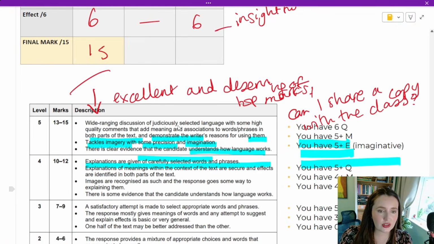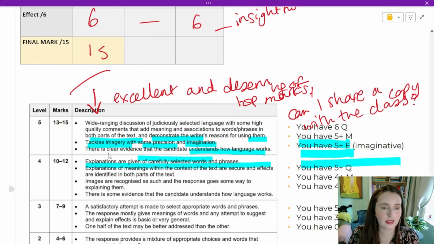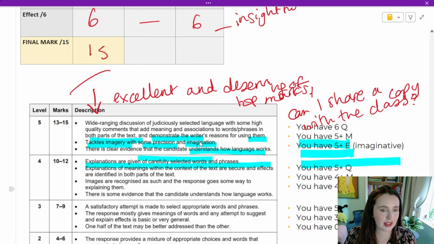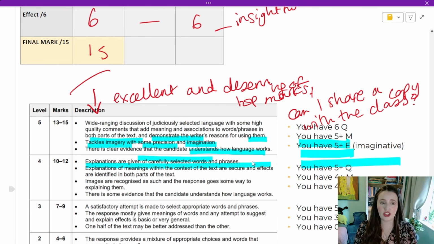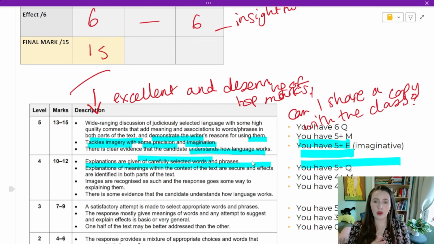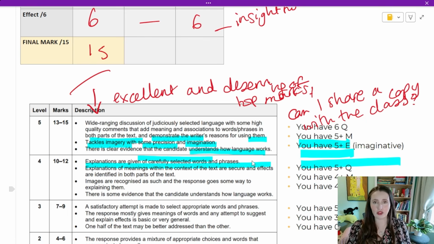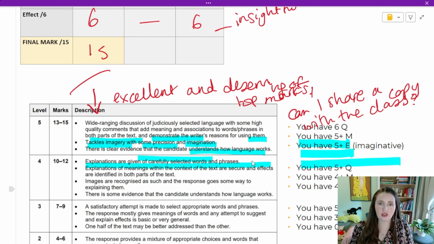"Wide-ranging discussion of judiciously selected language, high-quality comments that add meaning and association to words in both parts of the text and demonstrate writers' reasons for using them. Tackles imagery with some precision and imagination, clear evidence candidate understands how the language works." Nothing in there about techniques, terminology, nothing in there about writing style at all, right? So it is literally quote, connotation, meaning, effect. What's the overall effect of that paragraph? Why is the writer doing this?